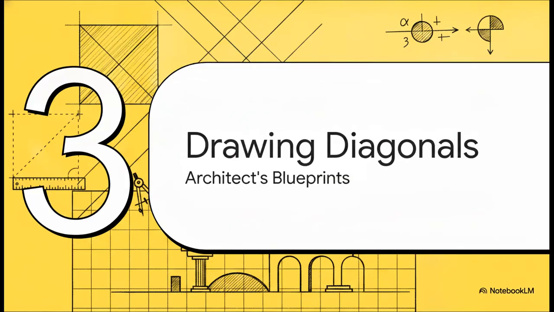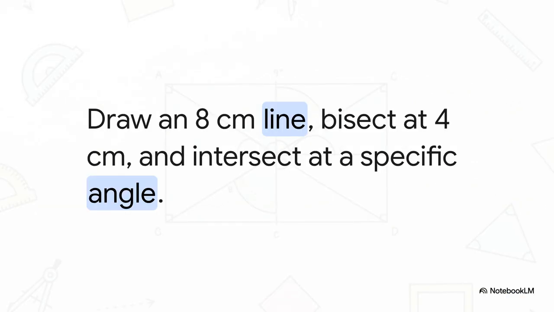Section 3. Drawing from diagonals, the architect's blueprints. Now we're shifting gears from breaking down existing shapes to actually acting as architects and constructing entirely new ones based on the textbook's second question. The source material gives us strict construction parameters to draft our new quadrilateral blueprint. First, we're told to draw a line segment of 8 centimeters. Then we bisect it perfectly in the middle at 4 centimeters. Finally, we draw a second 8-centimeter line through that exact midpoint, but intersecting at a very specific angle.